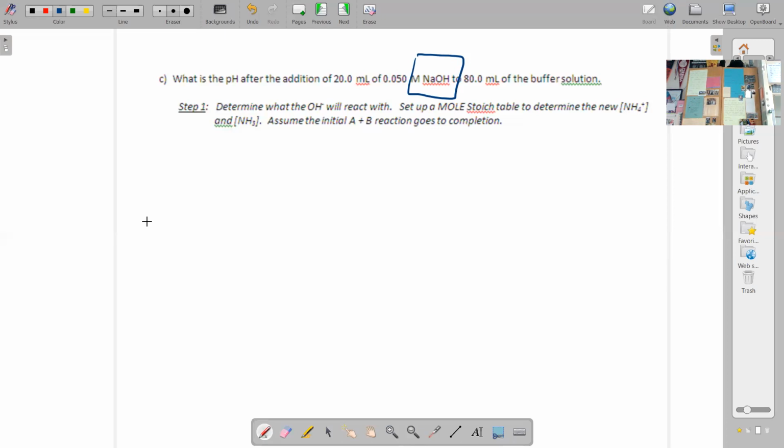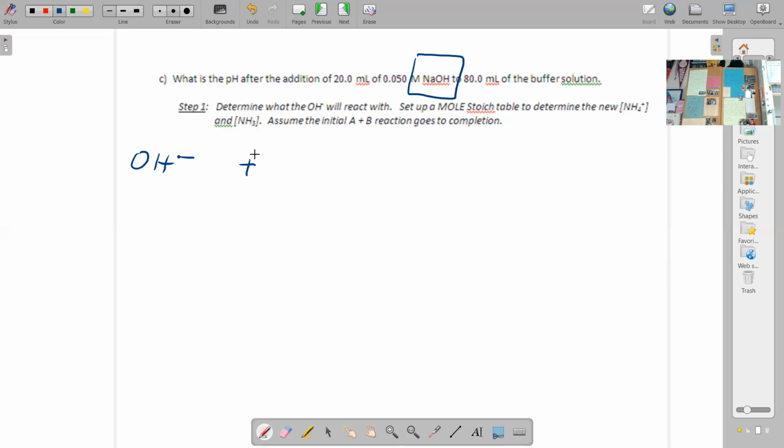What can you say about the role of sodium? Spectator. So if it's all right, I'm just going to focus on hydroxide. Hydroxide is being added to this buffer system. If you add hydroxide to water, what happens? The pH skyrockets. If you add hydroxide to a buffer system, what part of the buffer system is going to prevent that from happening?